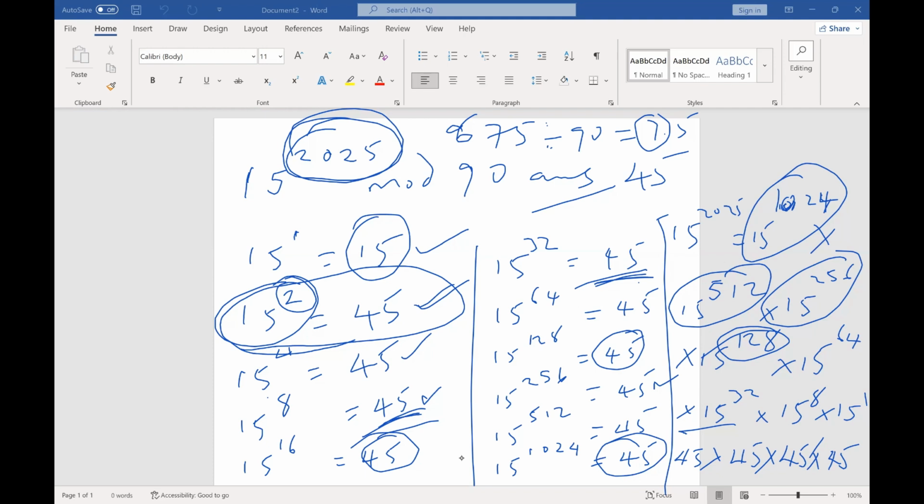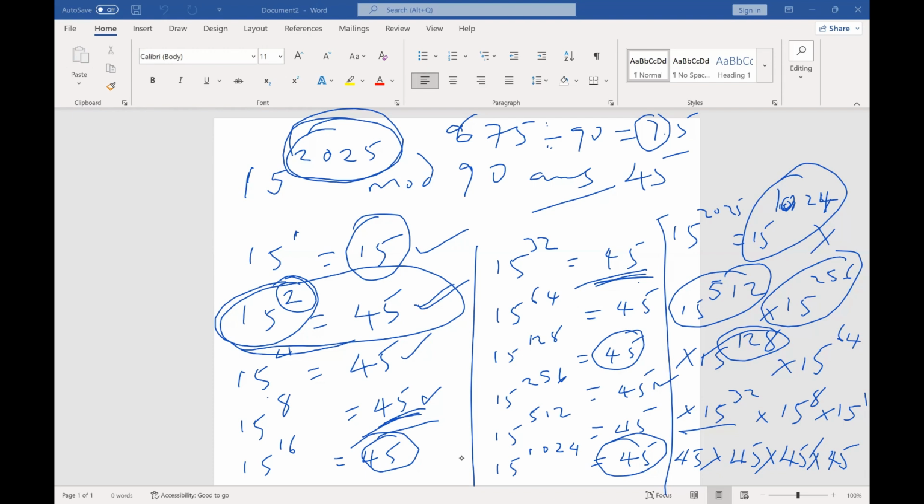How many are they? 1, 2, 3, 4, 5, 6, 7. Seven of them. We have seven 45s. So you multiply all of them, then multiply by 15. Get the result. Can you calculate too?